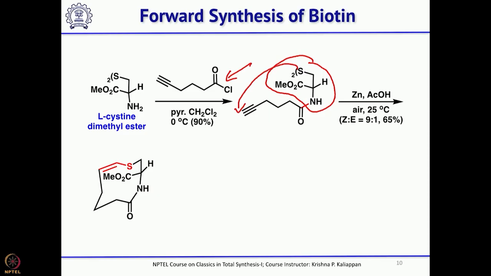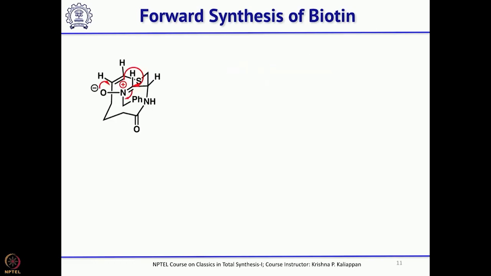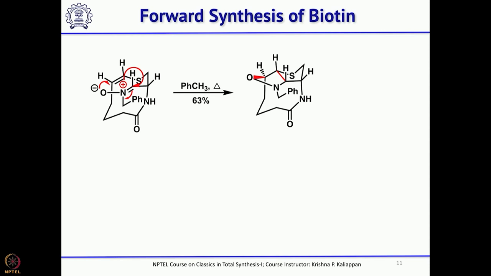The SH will add to the triple bond and you will get an enthioether. Then what do you do? You have to reduce the ester to aldehyde, because aldehyde is required for making the nitrone. So you reduce the ester to aldehyde in one step with DIBAL, then you treat with benzyl hydroxylamine. When you treat with benzyl hydroxylamine, this aldehyde will form a nitrone. You can see the nitrone now.